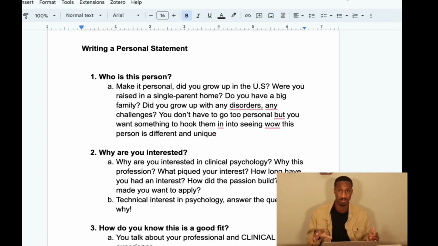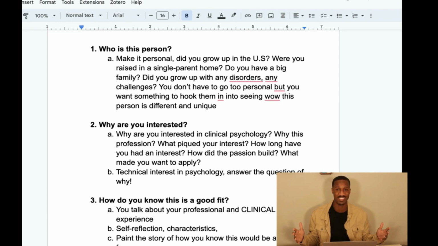So it's really important to show the human, the emotional parts of who you are as a person on paper. I'm not saying that you need to make them cry. I'm not saying that you need to fabricate anything. What I'm saying is that you need to show yourself in this personal statement. And you can start by asking the simple question of who is this person. So as we look at some of the things I've mentioned in terms of writing a personal statement, let's talk about it.